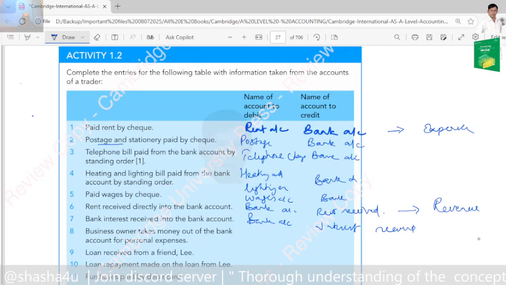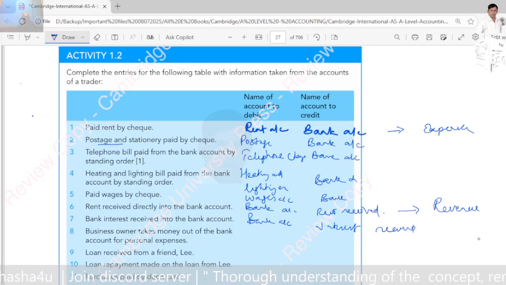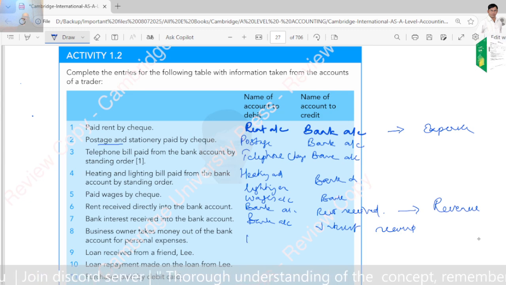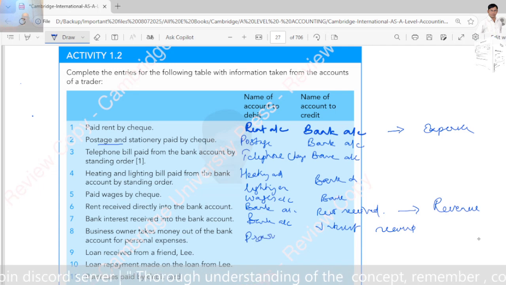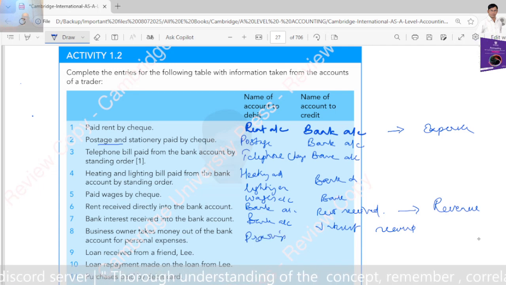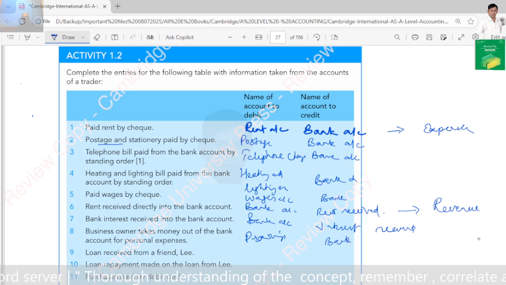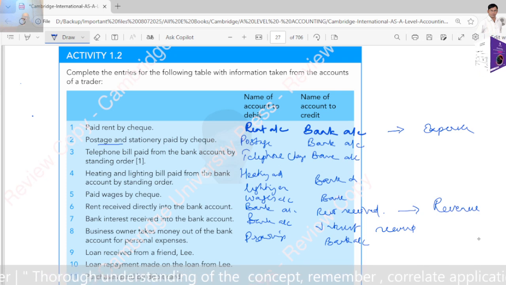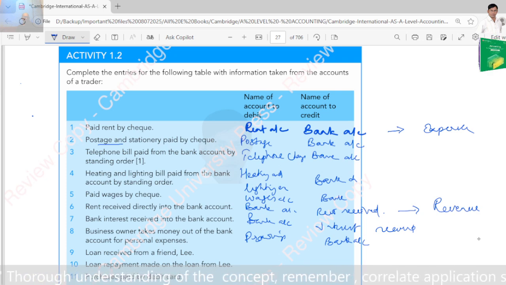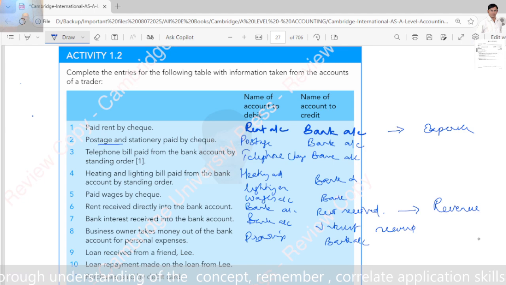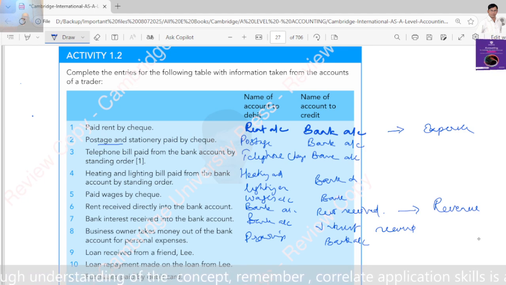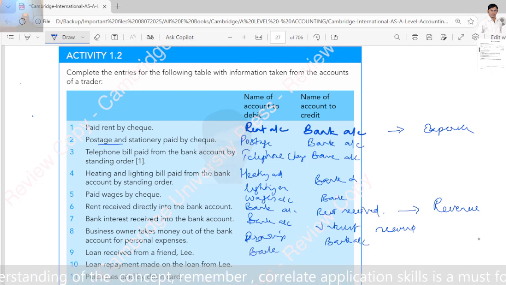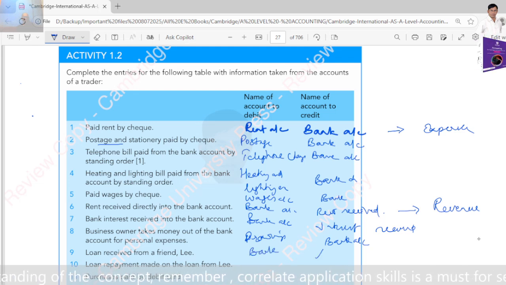Business owner takes money out of the bank account for personal expenses. So what is happening? Drawings is happening here. Money is going out from the bank account. Loan received from a friend, Lee. You are receiving a loan from a friend. Assume all the transactions are through the bank, so money is being received in the bank account. But who is giving it? It is Lee who is giving.